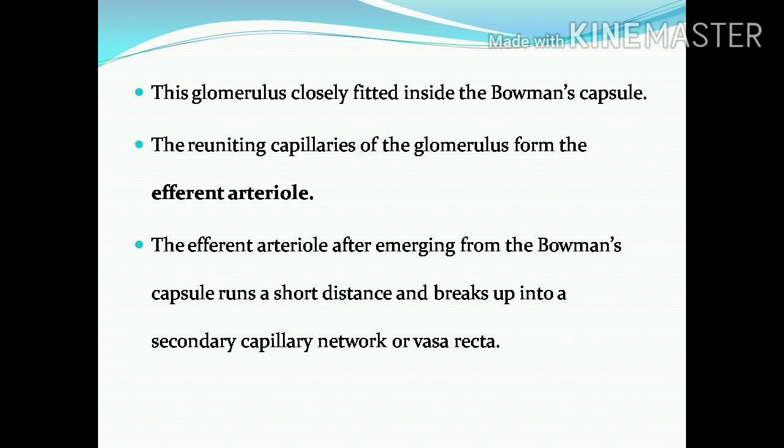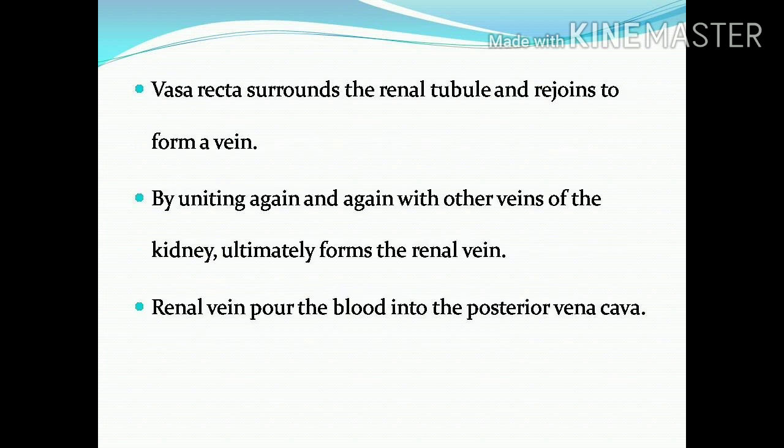So the efferent arteriole emerges from the Bowman's capsule and runs for a short distance. After a short distance, it once again divides. It forms capillaries again, called a secondary capillary network, or the vasa recta. This secondary capillary network surrounds the renal tubule. It surrounds the PCT, loop of Henle and DCT also.